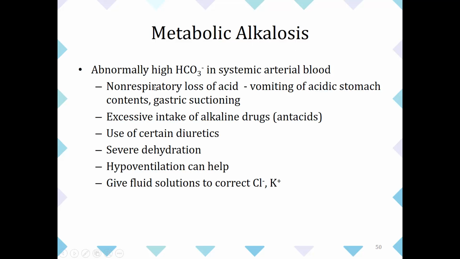So this is going to be any non-respiratory loss of acid, excessive vomiting, gastric suctioning that takes all of that hydrochloric acid out of the stomach, excessive intake of alkaline drugs like antacids because they have things like magnesium bicarbonate in them. Use of certain diuretic drugs can cause abnormally high bicarbonate. Hypoventilation will help, and then again, long term, we're going to need to correct the fluid and electrolyte imbalances.